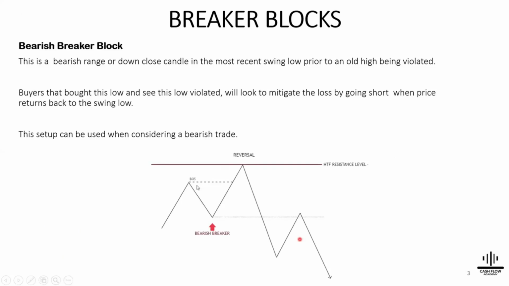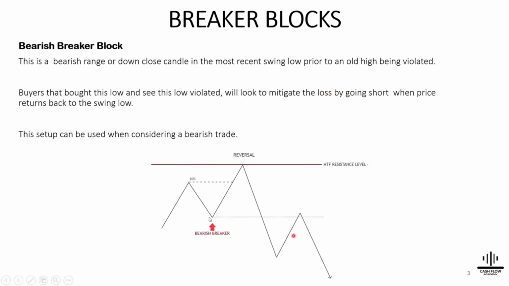Now, this is the diagram I used to explain. It is the bearish range or down close candle in the most recent swing low period, that is before the high was taken. Buyers that bought this low and see this low violated, there are buyers who have huge capital who might have bought from here. When you buy here, you want to put your stop below this low. So once price runs down to take out this low, they will be in a losing trade. So they will look to mitigate the loss by going short when price returns back to the swing low.